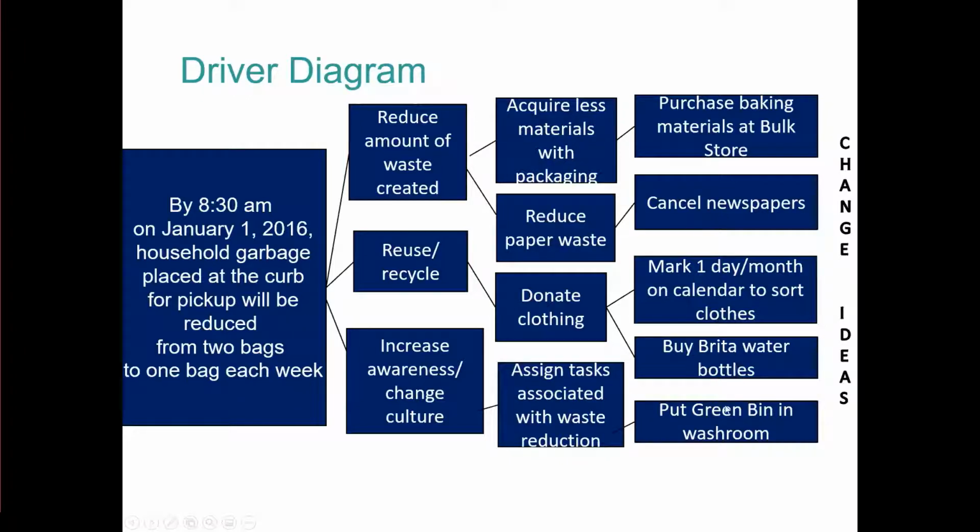And here are some change ideas that have been populated in the change idea column: purchasing baking materials at the bulk store, cancel your newspaper, mark 1 day a month on the calendar to sort your clothes, buy your Brita water filter, put the green bin in the washroom. So these are some change ideas that hopefully will impact the aim and the goal. Some measures that could be added would be the number of bags of garbage as your outcome, because you're wanting to reduce that. The number of items purchased at the bulk store, for example, would be a process measure that you would attach to that change idea.